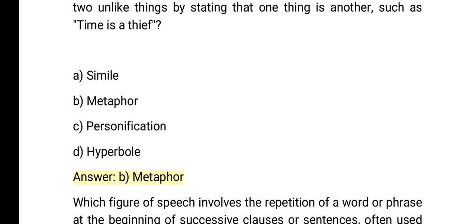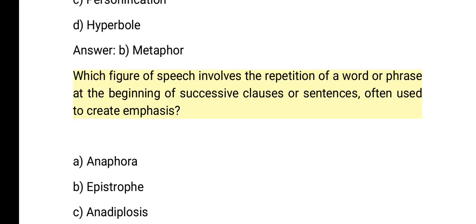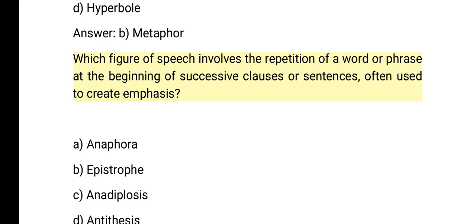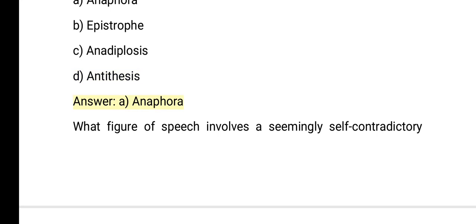Which figure of speech involves the repetition of a word or phrase at the beginning of successive clauses or sentences, often used to create emphasis? A. Anaphora. B. Epistrophe. C. Anadiplosis. D. Antithesis. Answer. A. Anaphora.